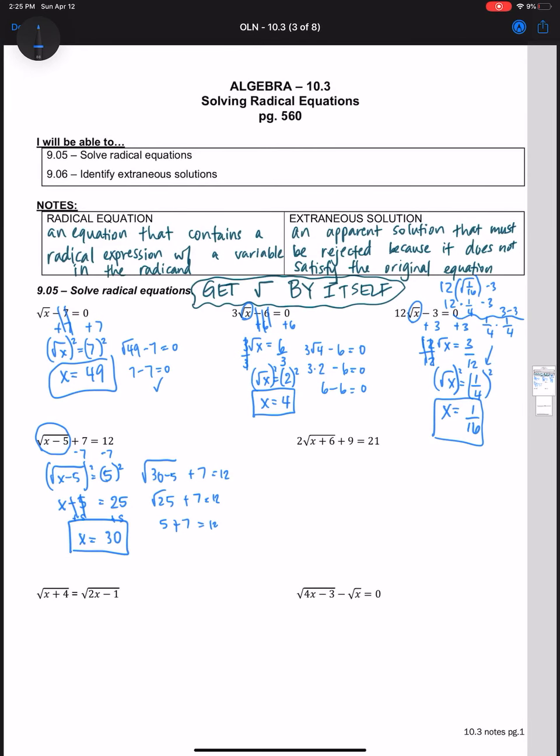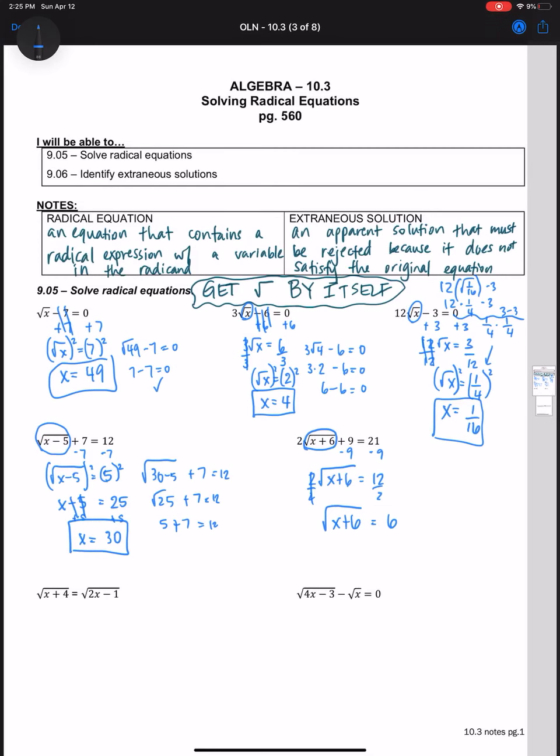All right, one more to the right. Let's circle what we need to get completely by itself. First, we're going to take away the 9. 21 minus 9 is 12. Divide by 2. Divide by 2. Square root of x plus 6 equals 6.